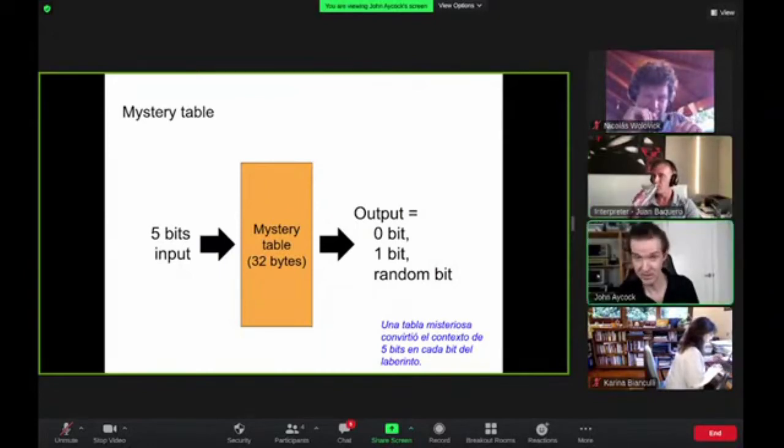This table tells the algorithm whether the resulting bit is a wall, a passage, or something selected randomly.